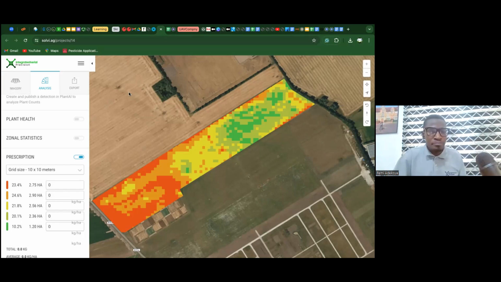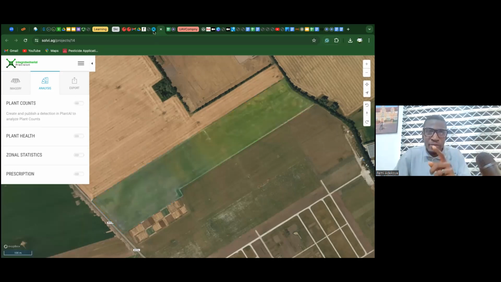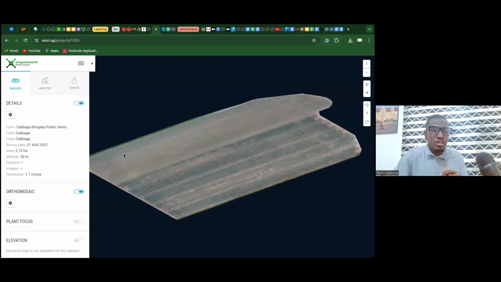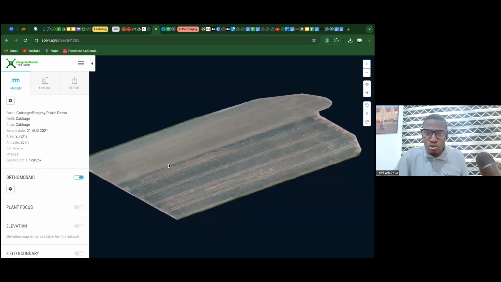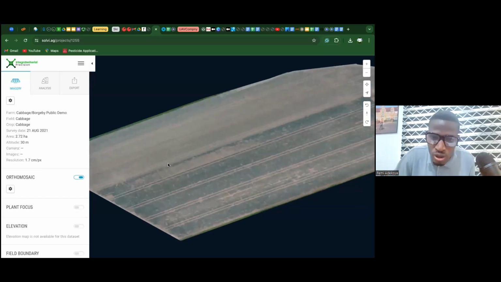So I will quickly move to the second example. I know my time is wrapping up. So the second example is actually on the cabbage field. This is another field for you. If I zoom in very well, you will be able to see.